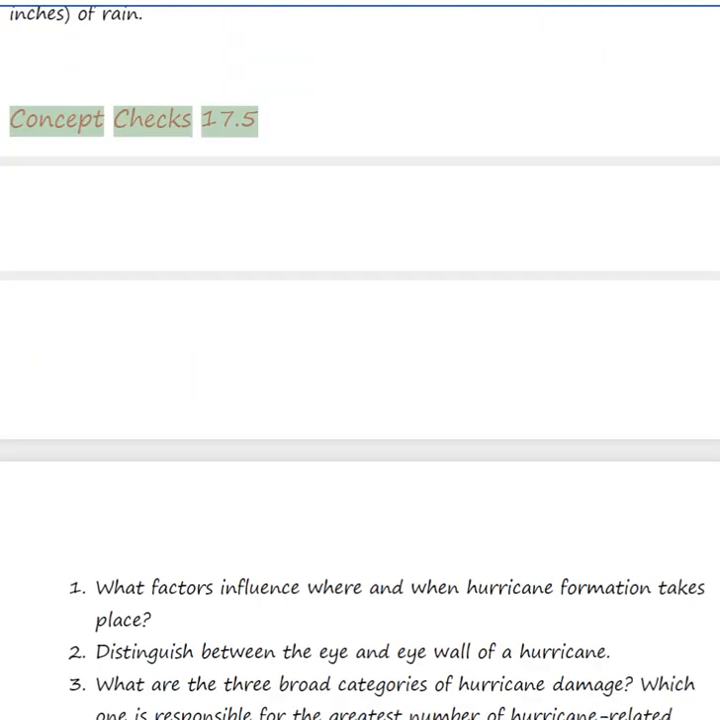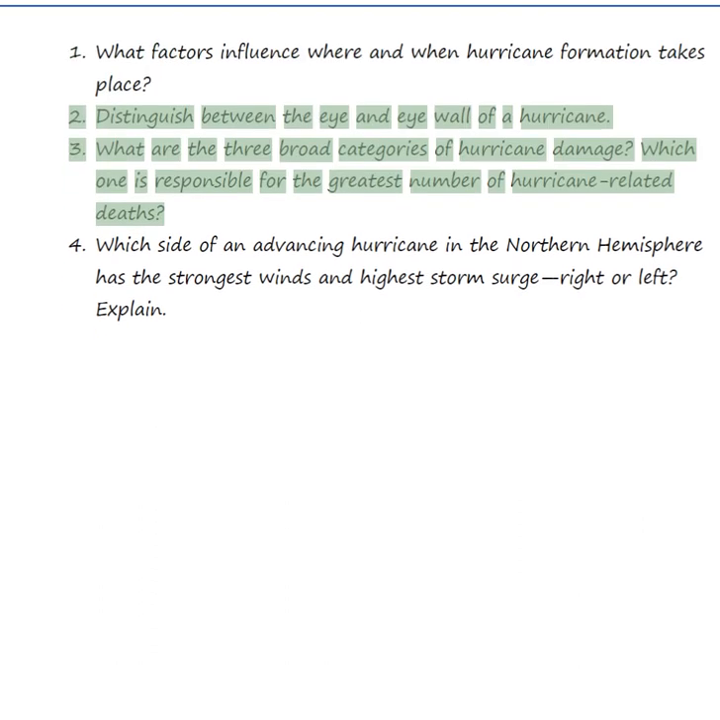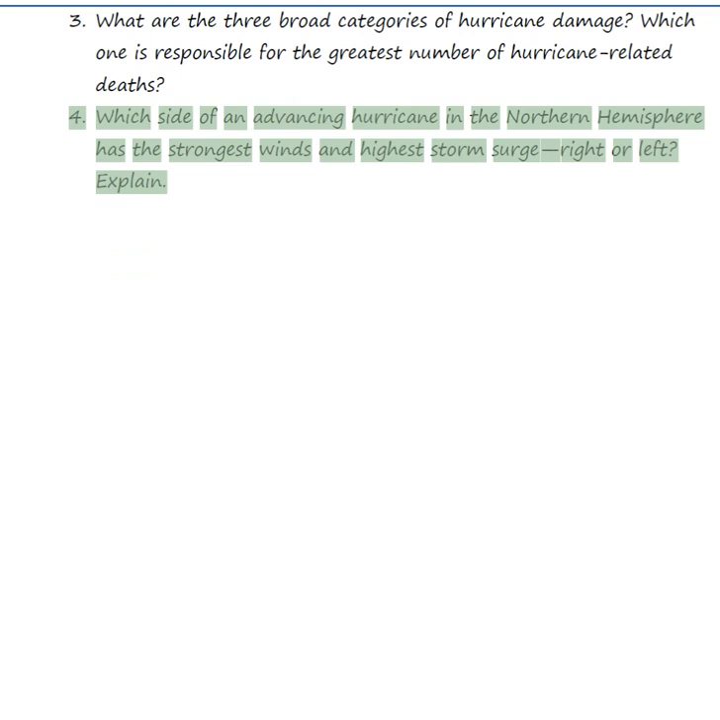Concept check 17.5. 1. What factors influence where and when hurricane formation takes place? 2. Distinguish between the eye and eye wall of a hurricane. 3. What are the three broad categories of hurricane damage? Which one is responsible for the greatest number of hurricane-related deaths? 4. Which side of an advancing hurricane in the northern hemisphere has the strongest winds and highest storm surge, right or left? Explain.